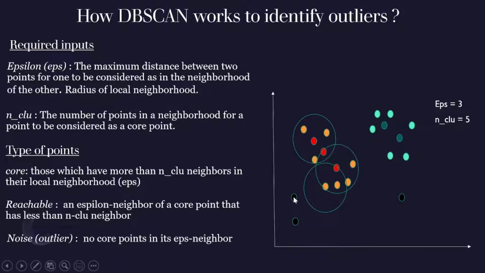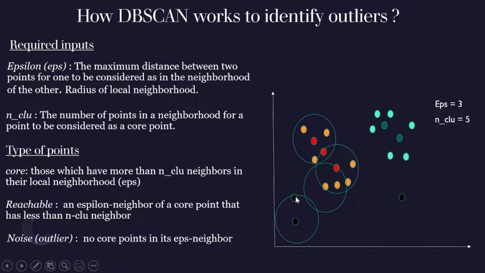So let's move on to that one and see what happens. We draw the epsilon circle, we count the number of points, and we see there's only one. So this point is not reachable by any of the core points, and the count is less than 5. So this is definitely, by definition, an outlier. So this is how DBSCAN works.